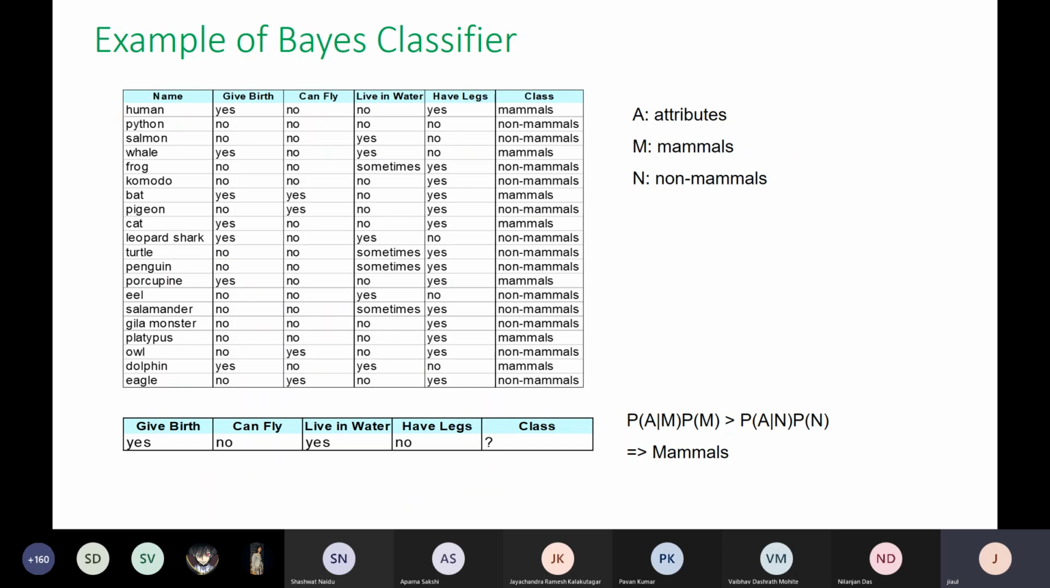All right. Now, quickly, some examples of Bayesian classification. You can see this data, a bunch of attributes, and then you have the classes, mammals, non-mammals, and so forth. Given a test sample, for example the one below, give birth, can fly, live in water, have legs, and things like this, you have to figure out the class of this particular sample. You can compute these probabilities for all these classes, and depending upon the maximum value, you can say whether it belongs to one class or the other.